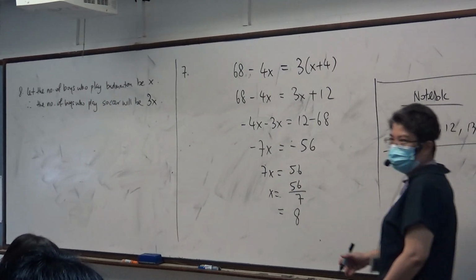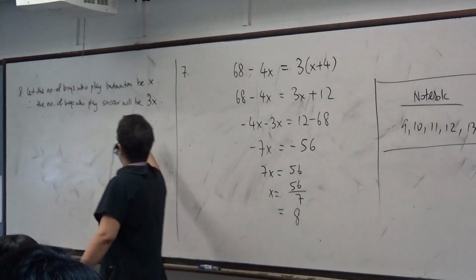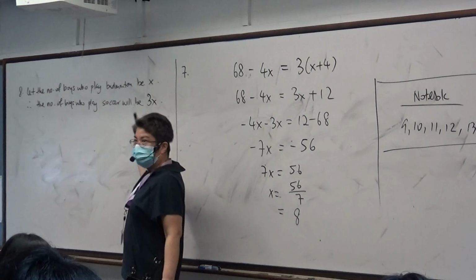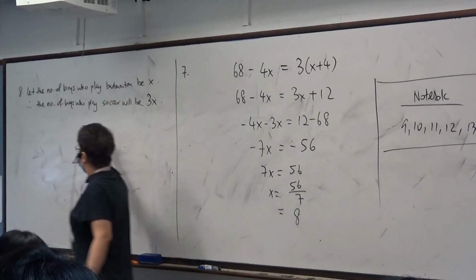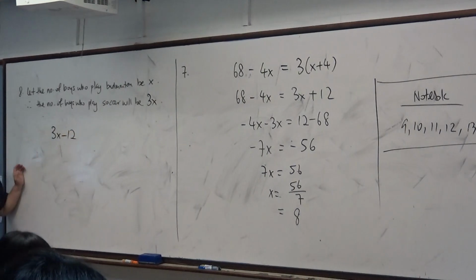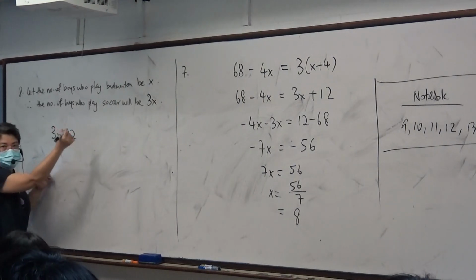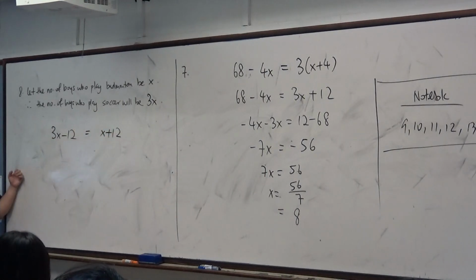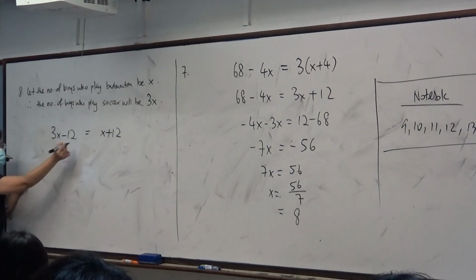Okay, all of you listen. This one is interesting. Okay? They say 12 boys don't play soccer anymore. You play what? Badminton. Fine. That means those who play soccer will become 3x minus 12. But what about the badminton people? X plus 12. And this will be equal, right? Correct. Solve for it.